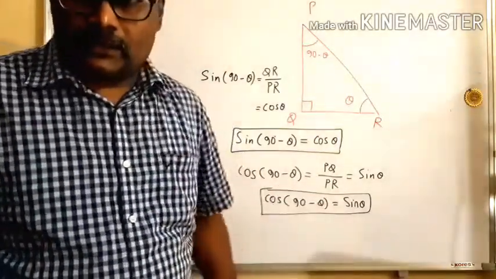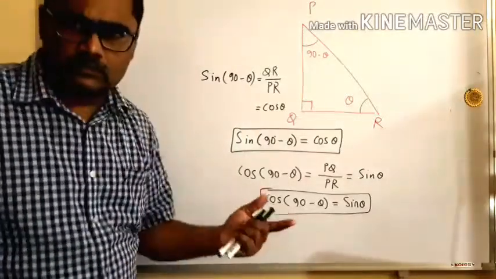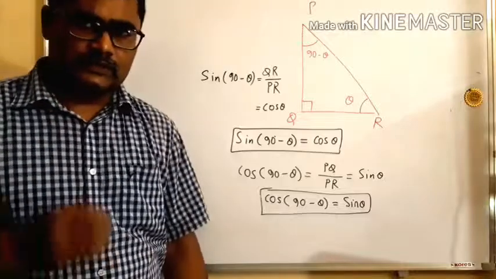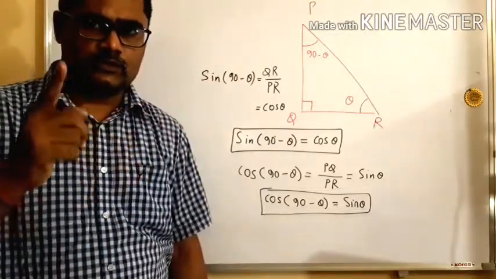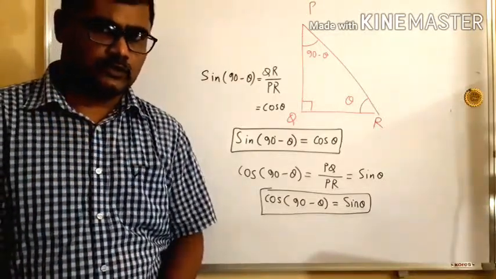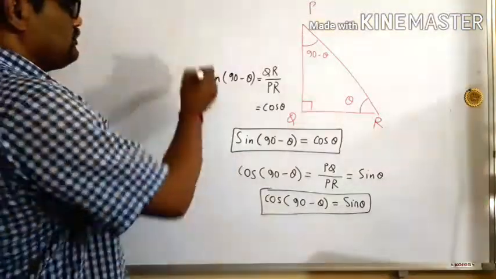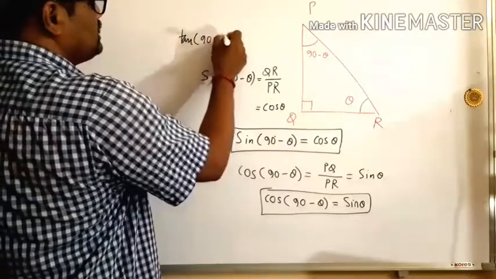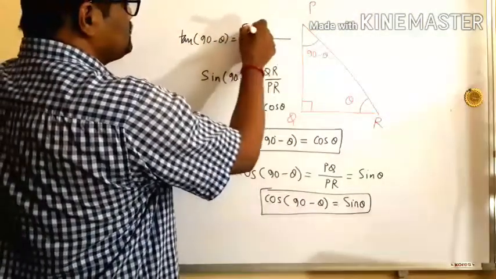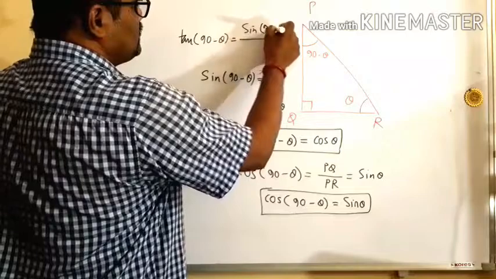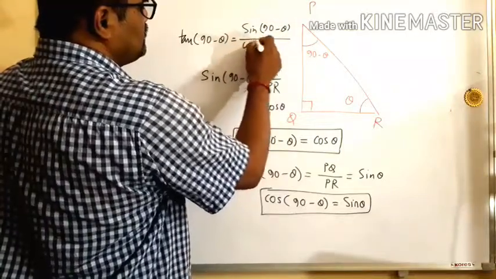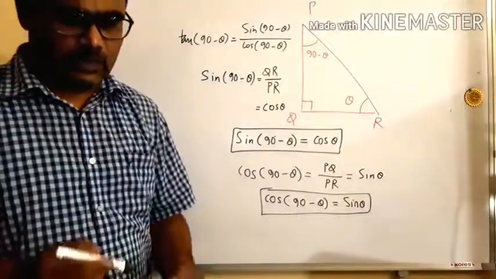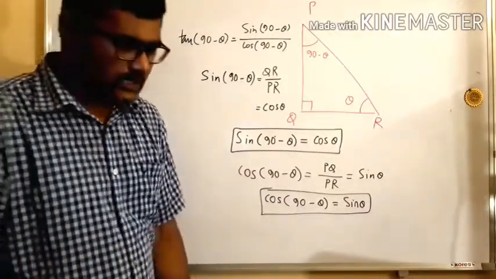How will you find it? Simple. Because you have to remember one simple relation what last day we discussed. Sin theta by cos theta is equal to tan theta. So if you want to deduce what is tan of 90 minus theta, that would be what? Sin of 90 minus theta divided by cos of 90 minus theta.